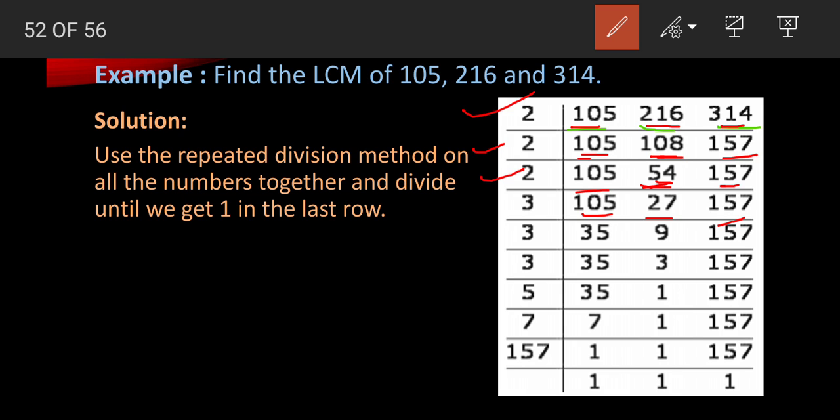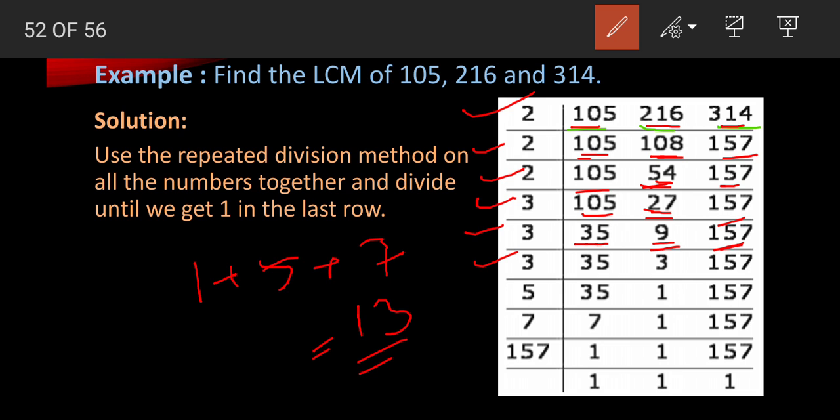Okay, as all the three numbers are not divisible by 2, now move to the next prime number, that is 3. If we divide 105 by 3, we get 35. 27 by 3, we get 9. And this number is again not divisible by 3, as 1 plus 5 is 6, 6 plus 7 is 13. So this number is not divisible by 3. Again I'm taking 3.